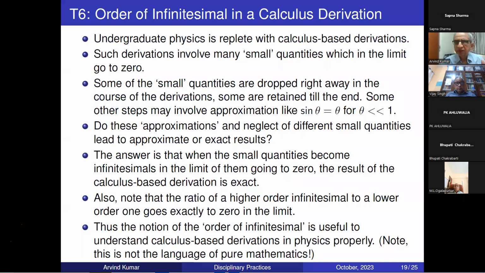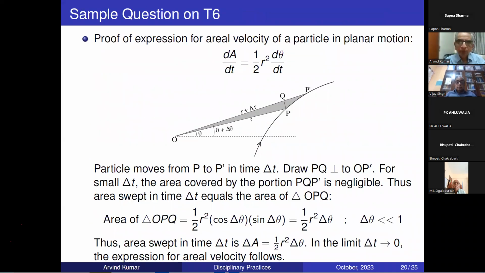But I must warn that mathematicians don't like the way we are talking about this because they are concerned with other matters, and therefore they have to go by their strict method, because their proofs don't involve such notions of infinitesimal. Now, proof of expression for areal velocity of a particle.